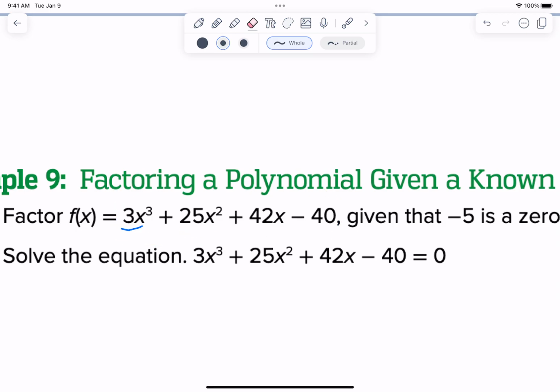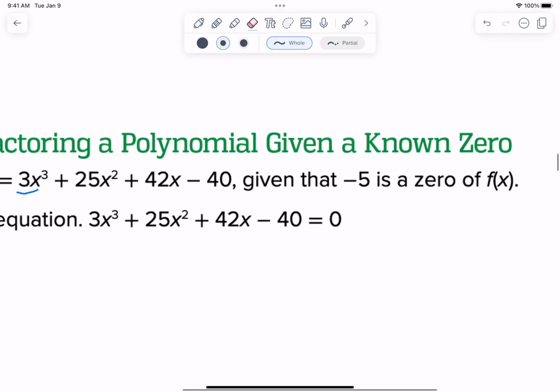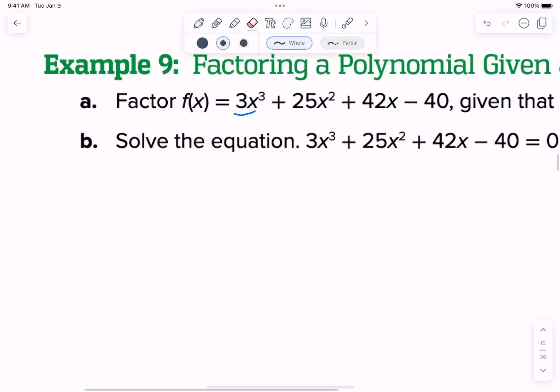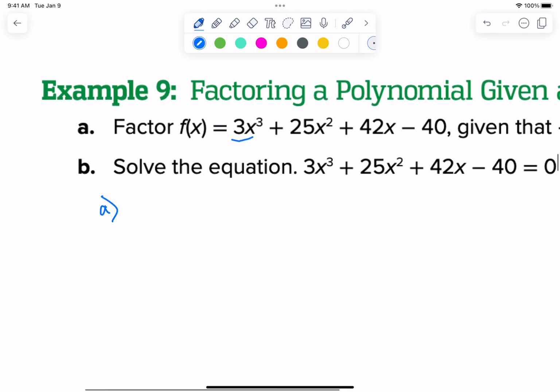But it says, given that negative 5 is a 0. Cool. We know that negative 5 comes out of it. Negative 5 goes in there perfectly. If I were to plug negative 5 in there, I would get 0. We're going to divide the negative 5 off, and I'm going to do it by synthetic division because that's the easier one, right?